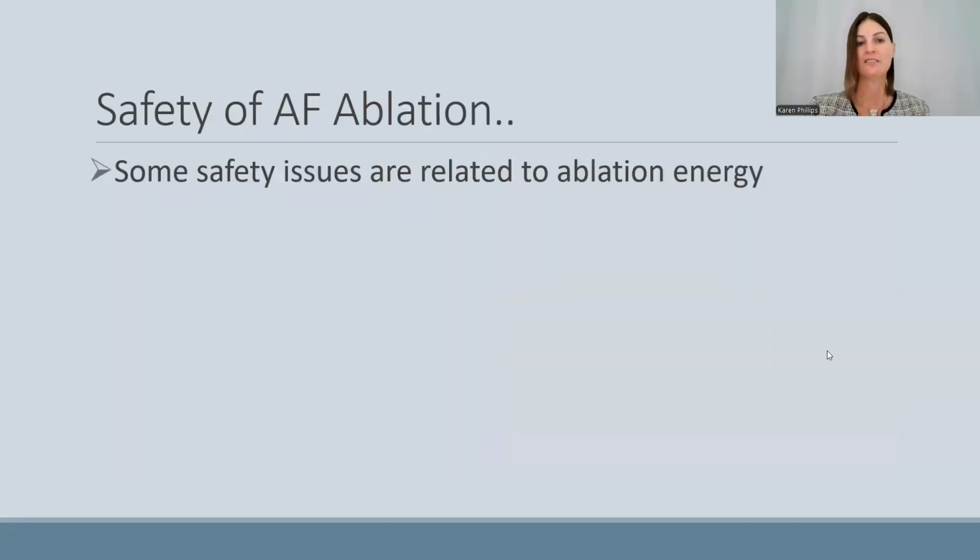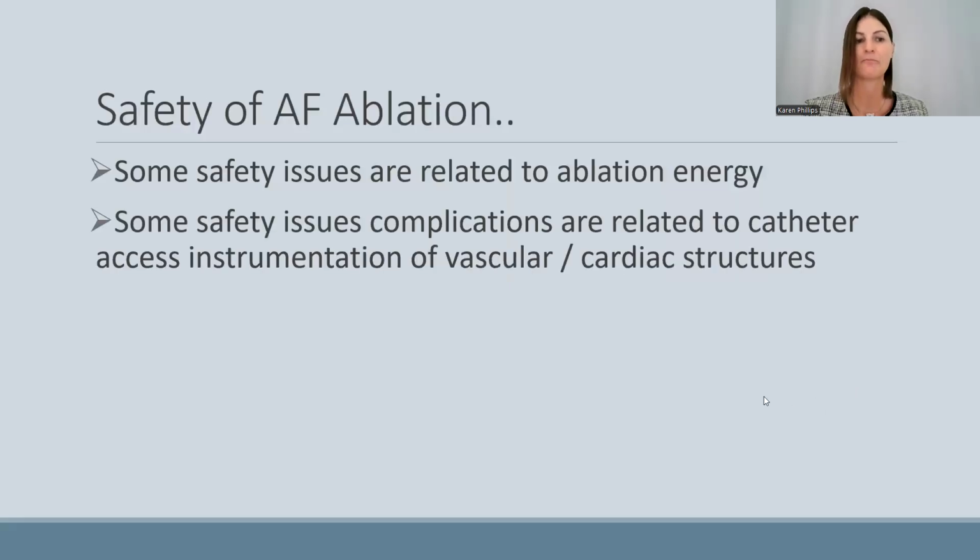So safety of AF ablation, there are two considerations. One is that there are safety issues that are related to ablation energy, and that's what we were covering about tissue selectivity, increased safety margin with pulse field ablation. So we can perform safer cardiac ablation with less chance that we're going to damage other tissues which we didn't intend to around the heart.